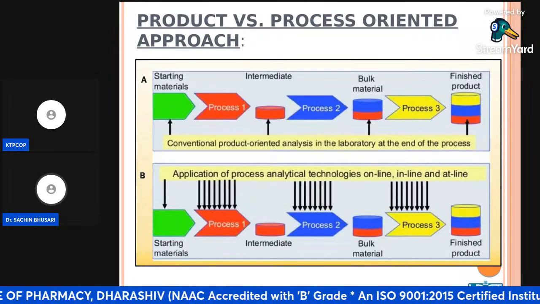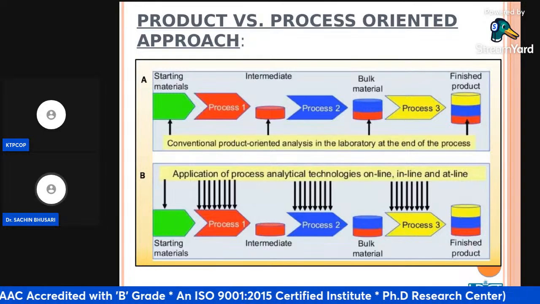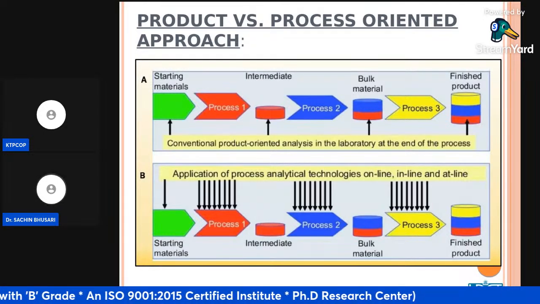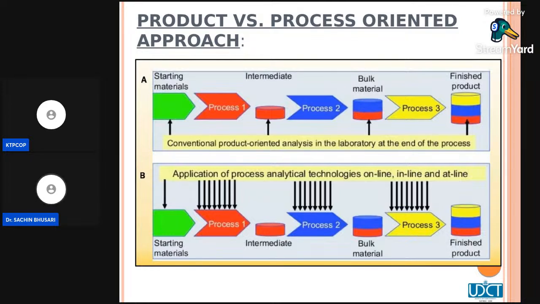So now let us go to the product versus process oriented approach. This is typically for PG students, MPharm, MTech students, and even UG students. So previously we were into conventional product oriented analysis.